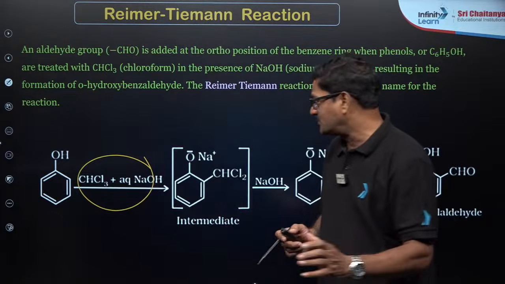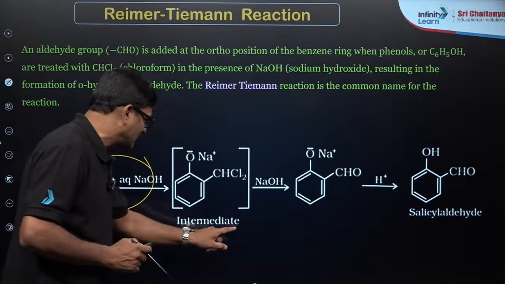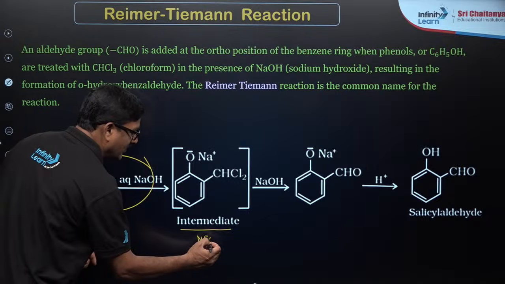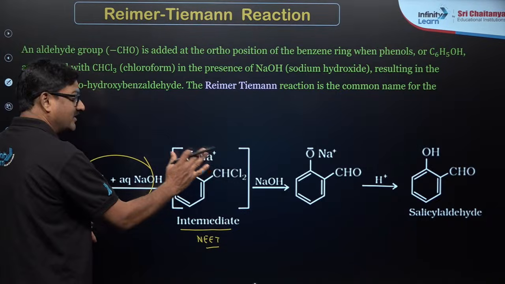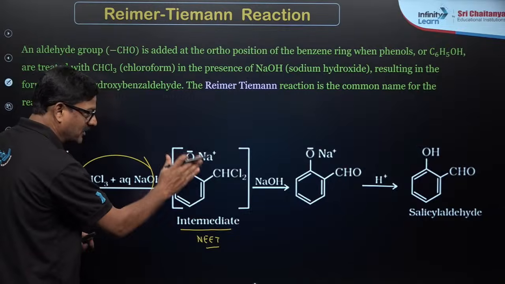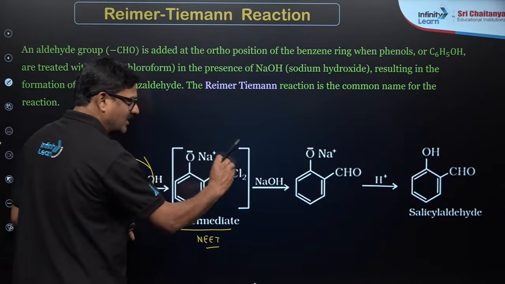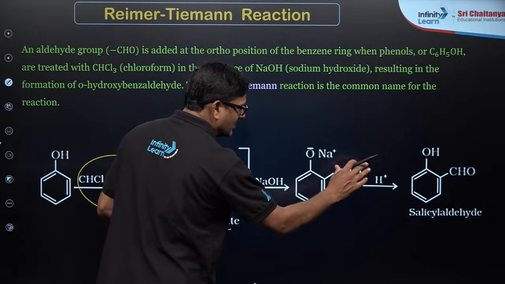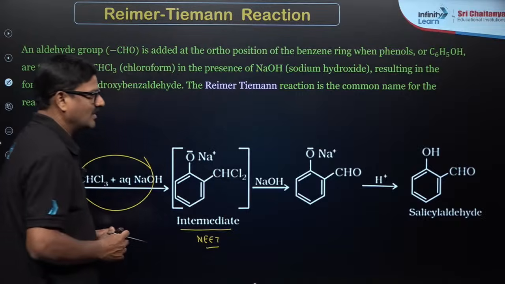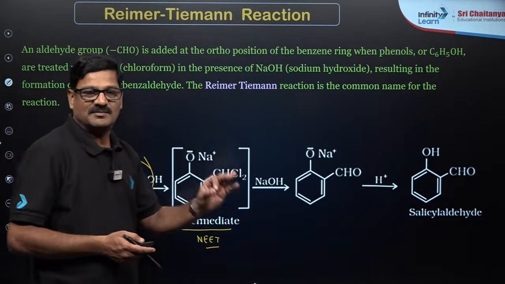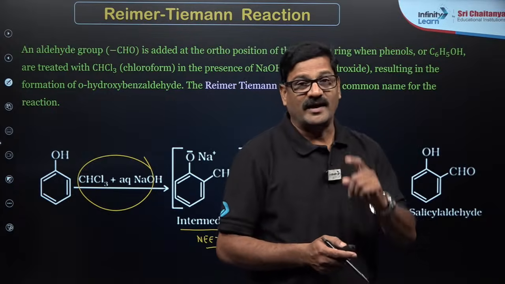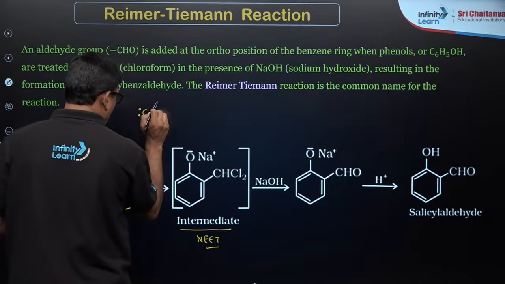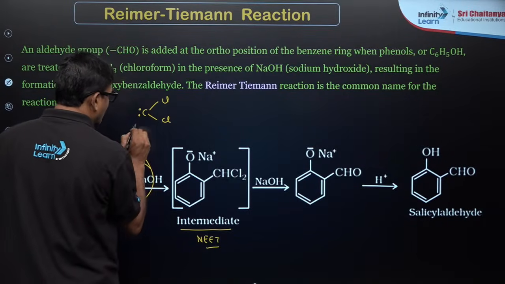In the Reimer-Tiemann reaction, you are going to get an intermediate, important for the NEET examination. What is the intermediate that you can see in the Reimer-Tiemann reaction? It is then hydrolyzed to get the salicylaldehyde. This reaction is the Reimer-Tiemann reaction, and the attacking reagent for this reaction is going to be dichlorocarbene. This is dichlorocarbene.